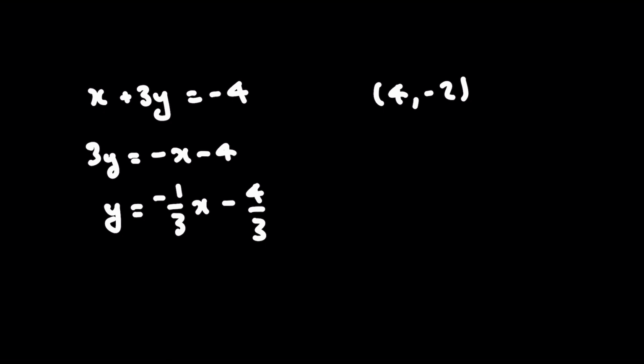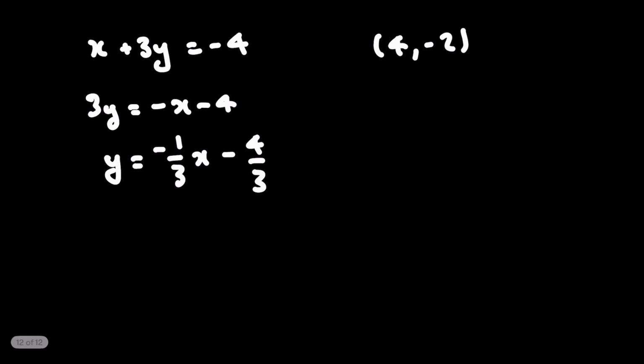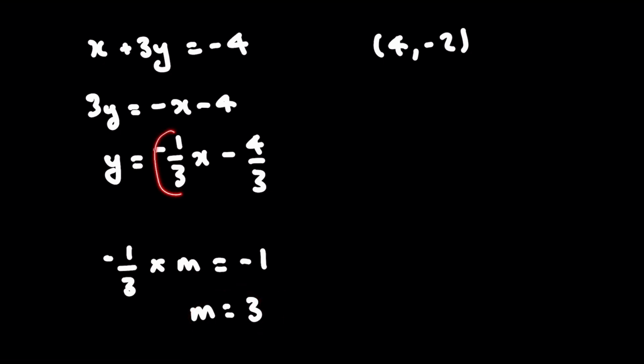Now, I know that in order to have two gradients where they are perpendicular to each other, the gradients must multiply to minus 1. So minus 1 over 3 times some gradient has to equal minus 1. And if I were to solve this, m would equal 3. A quick way to find this gradient is you can take the gradient that you originally have, and you can flip the fraction, so it would be minus 3 over 1, and then change the sign of the beginning term. So you would just have the gradient as being 3.